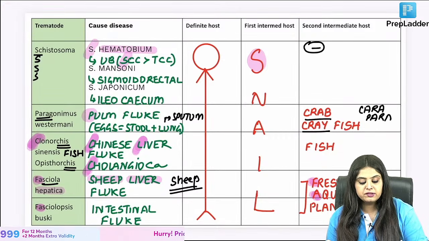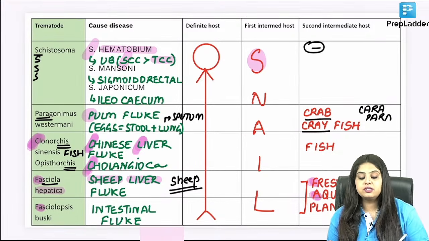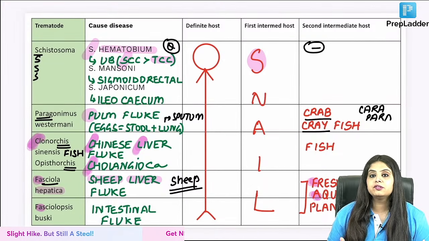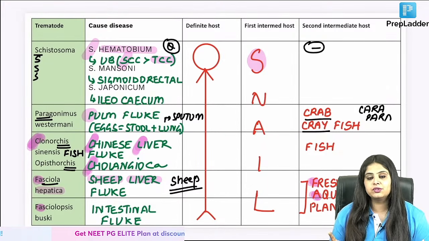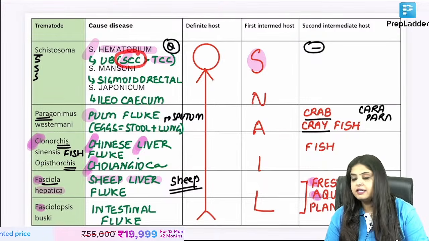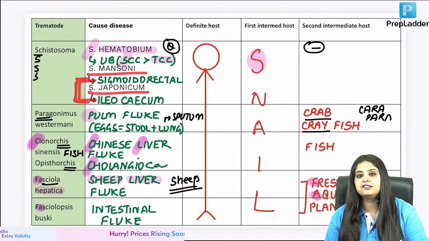Most commonly it causes S, right, so first squamous cell carcinoma. It can also cause transitional cell carcinoma. Watch out for this question. Schistosoma haematobium causes SCC, TCC, both. If it asks for one best, then you mark the S one, that is SCC. Very good.